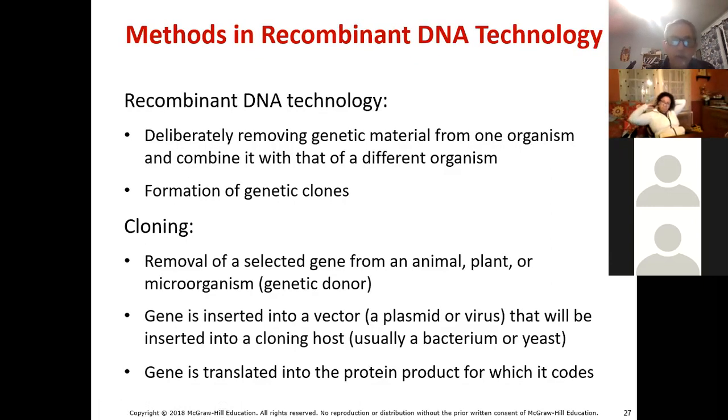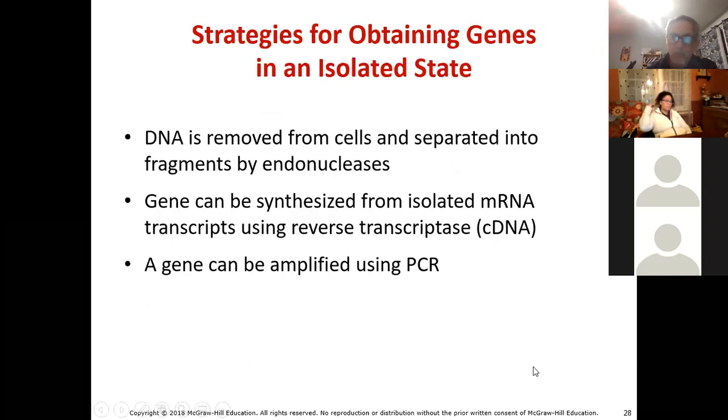So recombinant DNA technology: you remove genetic material from one organism and combine it with a different one, and what you have then is genetic clones. Cloning is the removal of a selected gene from an animal, plant, or microorganism, which would be the genetic donor. It's inserted into a vector, which is usually a plasmid or a virus. And then you clone it into a host, usually a bacterium or yeast. The gene is translated into a protein product, which it codes for.